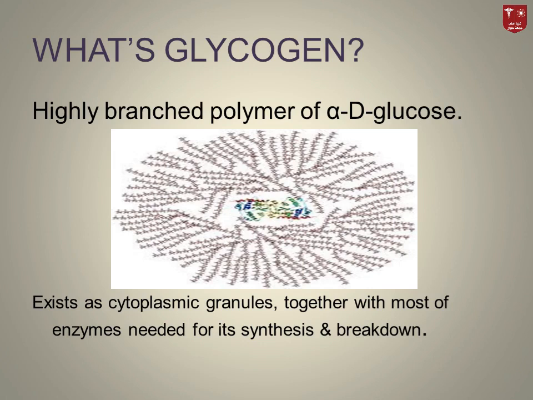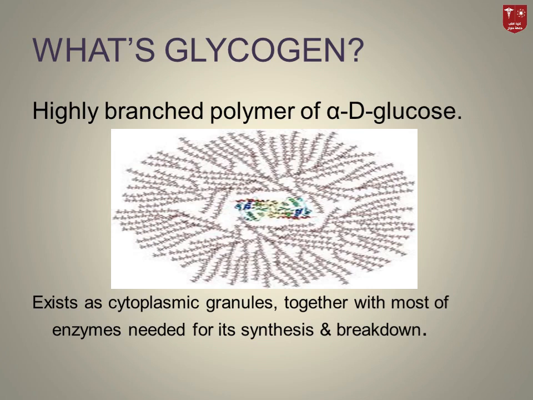As you know, it exists as cytoplasmic granules. Most of the cells contain glycogen cytoplasmic granules, but mainly in the liver and the muscle. Most of it is in the liver and muscle, and a very small percentage is in the rest of the cells.